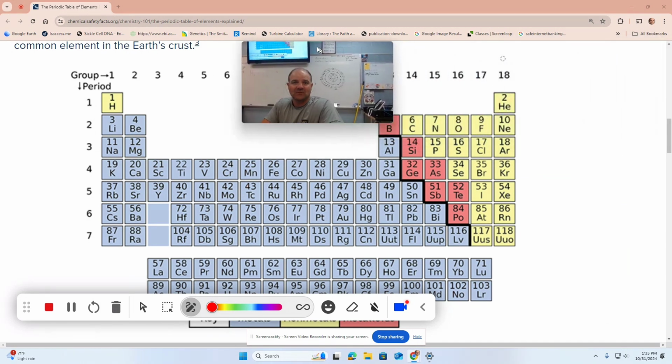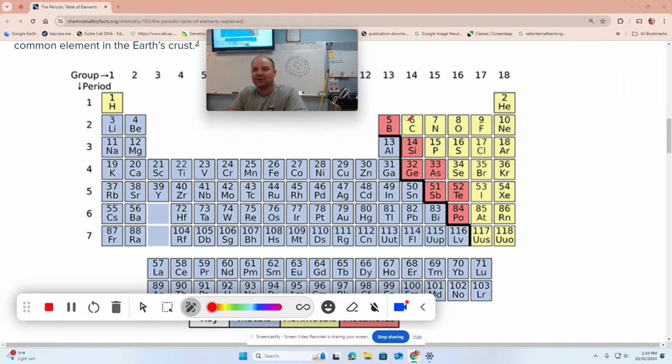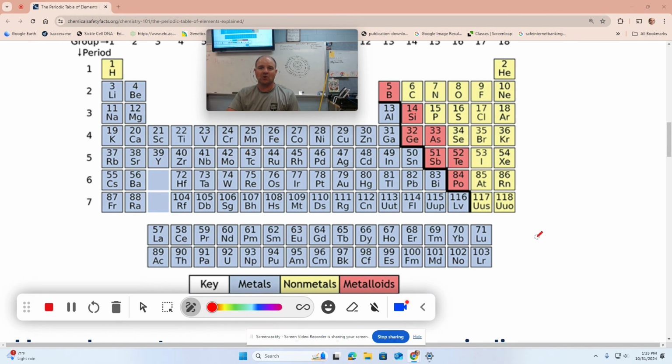All right. Check this out. Do you notice there are colors here? Yes. There's yellow, there's this bluish grayish, and then there's these red. This toolbar is covering up the key. Let me go up a little bit. There we go.